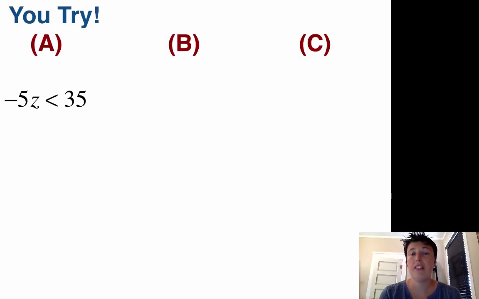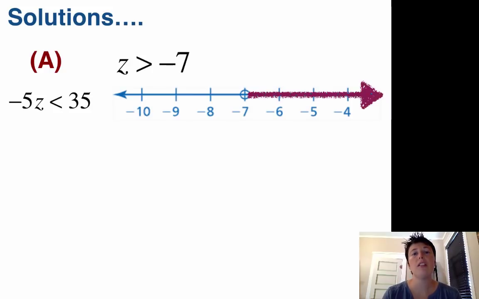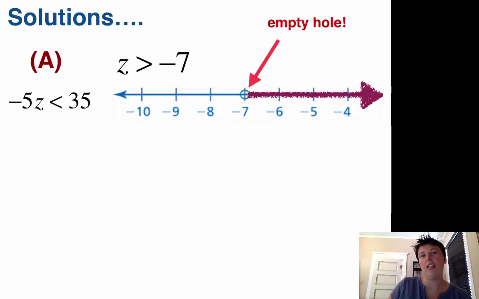Okay, unpausing the video. Is this a flip the sign problem? Yes, I hope you're thinking in your head, yes it is. You're going to divide by negative 5 on both sides. You're going to need to flip the symbol. So your solution is going to be z is greater than negative 7. You're going to have a nice empty hole at negative 7 right there. That's empty, and you're going to shade it off to the right. That should be your final solution.